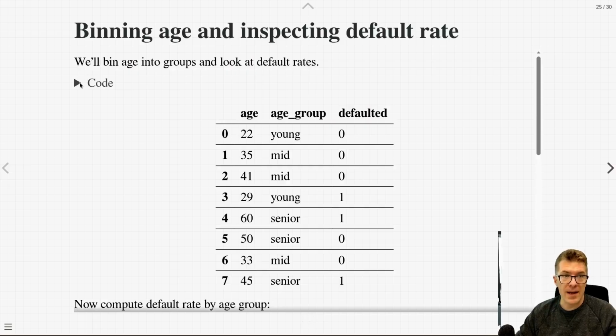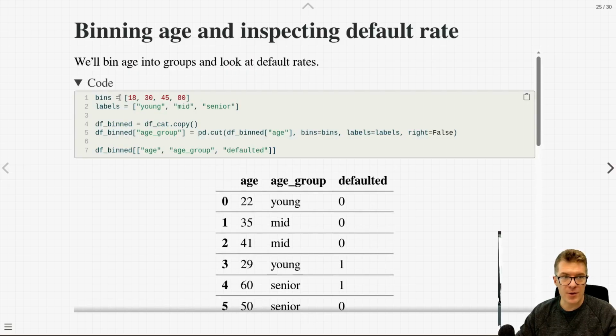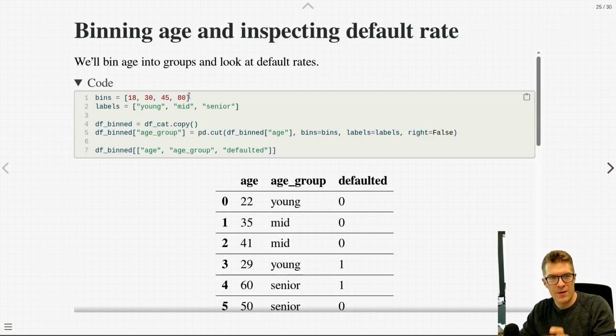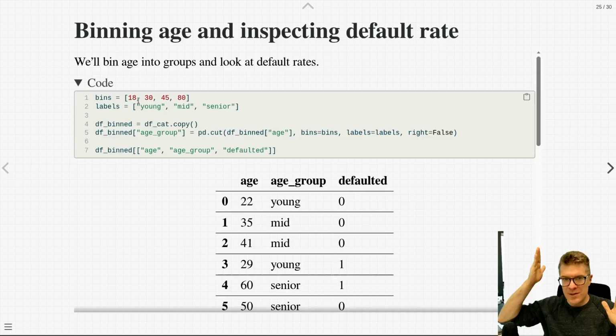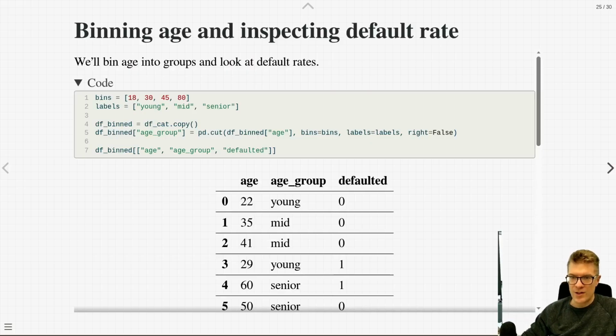So now we can bin age into groups and look at the default rates. So we have our bins. Our bins are like everything less than 18, everything between 19 and 30, everything between 31 and 45, and everything above 80. And our labels are going to be young, mid, and senior. Okay, so actually, I misspoke. These bins are the boundaries. So we have 4 boundaries because we have 3 regions.